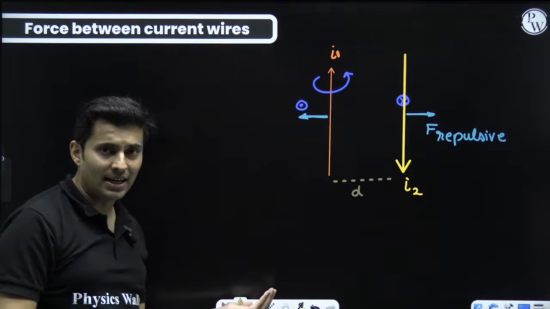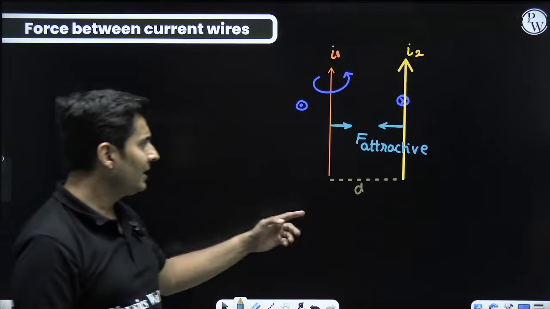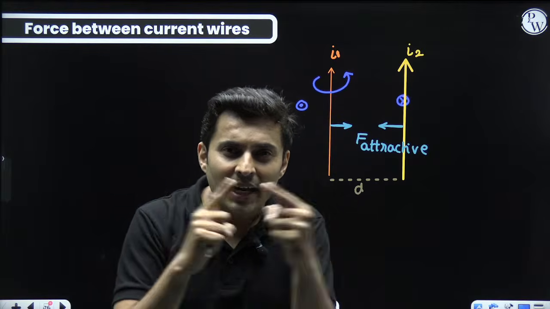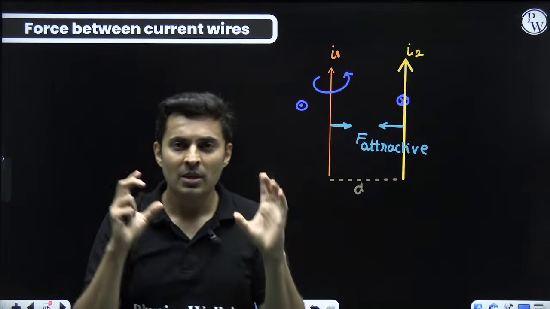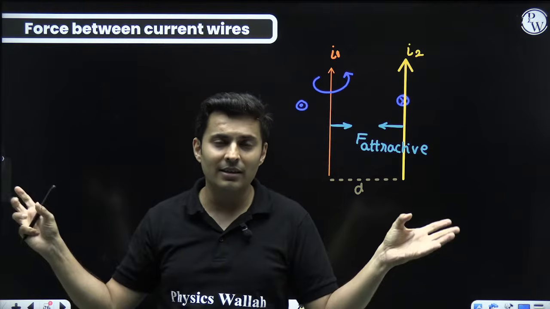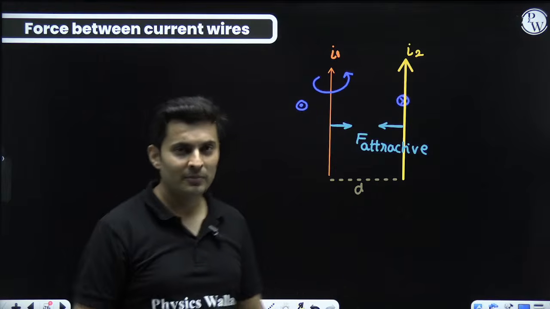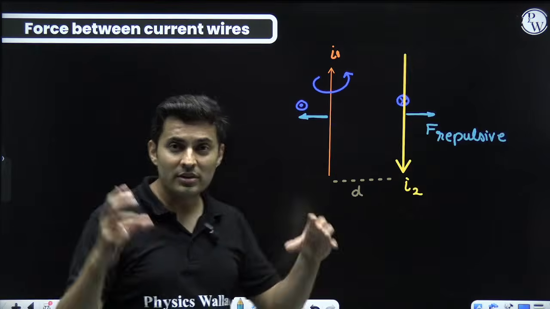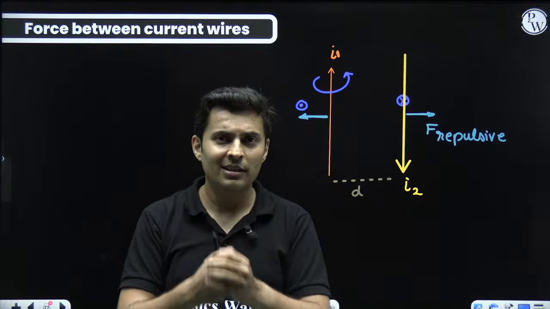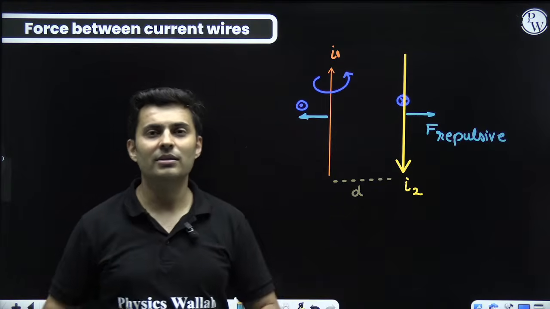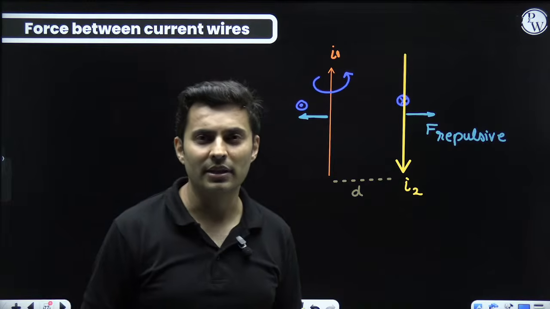So it is attractive when the currents are same. Look at it, exactly opposite to electrostatics. If you have two positive charges, they would repel. But here, currents in the same direction, they attract. When you had positive and negative, they would attract. Here, opposite currents are repelling. So it's exactly opposite, guys.